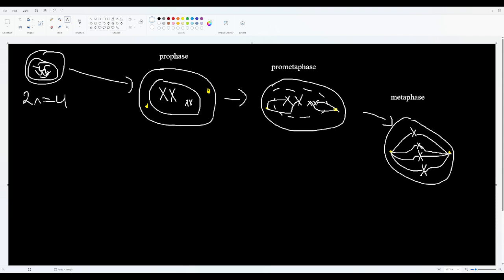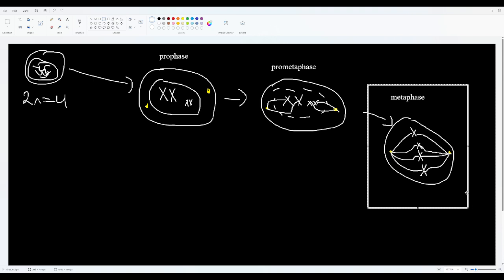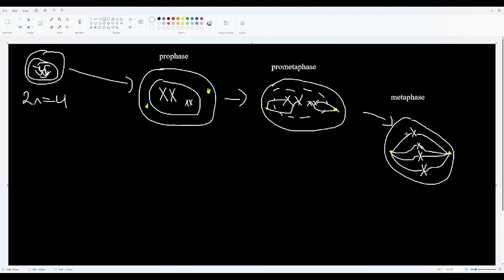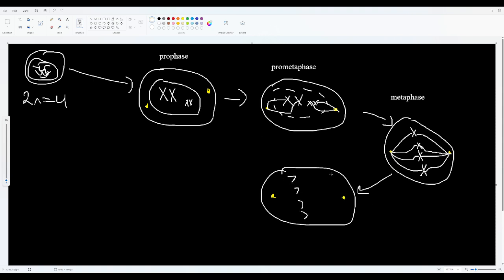So now I want you to remember this mental image. This right here. Remember what metaphase is. Remember what this looks like. Do not forget it. So now we're going to anaphase. So we have the centrosomes, and then it kind of looks like that.